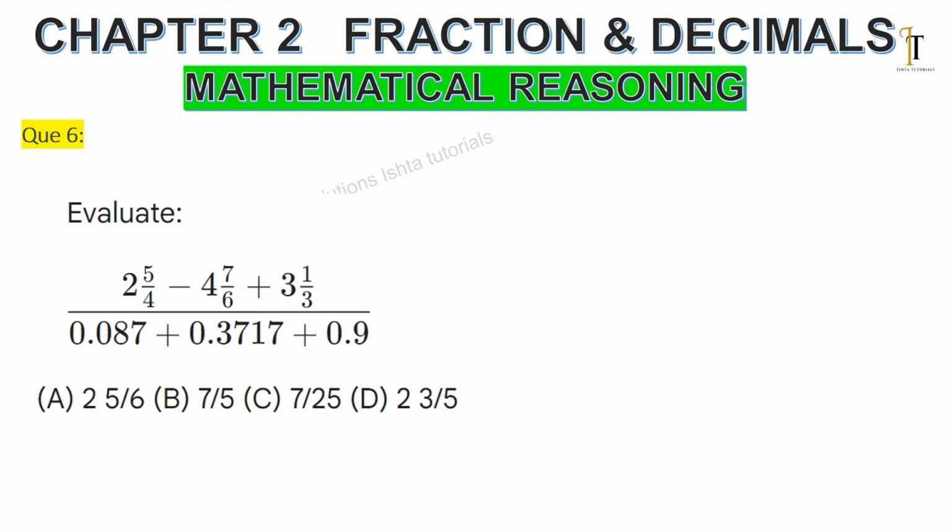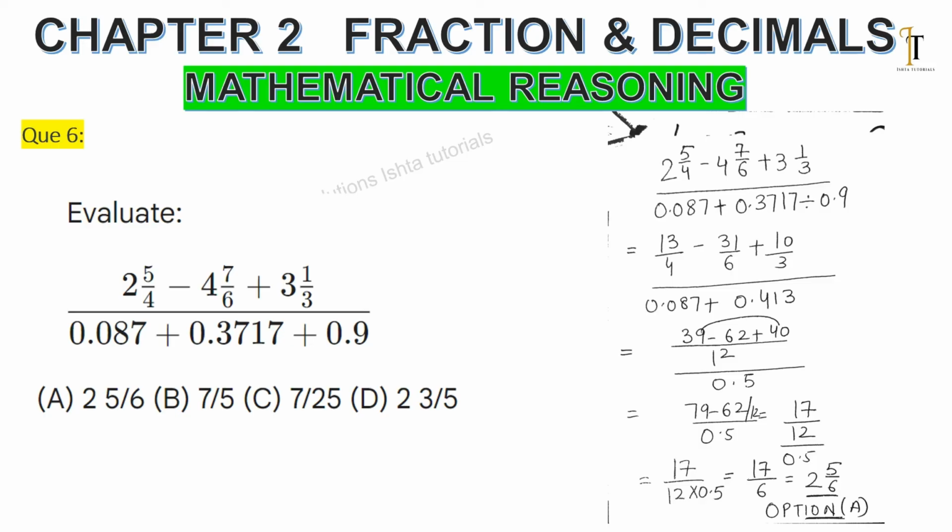Question number 6. Evaluate this expression and find the correct option. So let's check the solution. As you can see in the solution, in the numerator we have a mixed fraction. First of all, convert it into a simple fraction, and in the denominator apply BODMAS, which means divide the numbers first. And on solving, let's check the third step: we get 39 minus 62 plus 40 by 12 divided by 0.5. On solving, we get 2 5 by 6 at the end, that is option A.